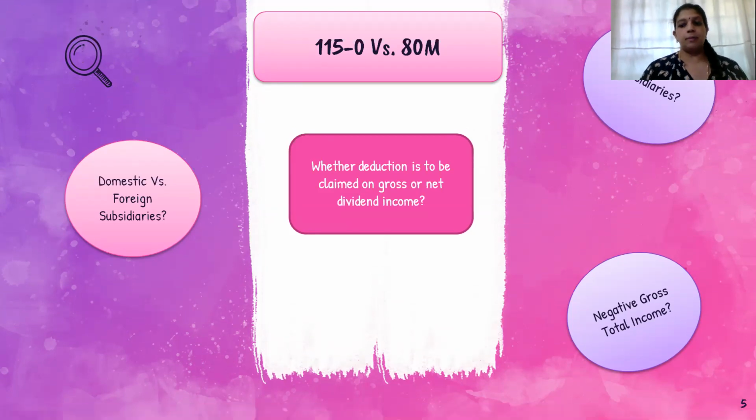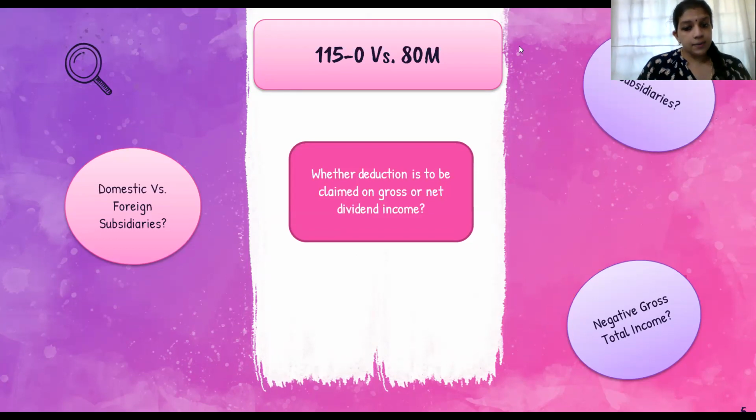Next point of consideration would be gross total income. Being a Chapter 6A deduction, 80M will not be available or will be restricted in the scenarios where the gross total income is negative or insufficient, even though such company may have distributed sufficient dividends to its shareholders. In other words, any company which has paid the dividends, any amount of deduction under this chapter is available only when the gross total income is positive.